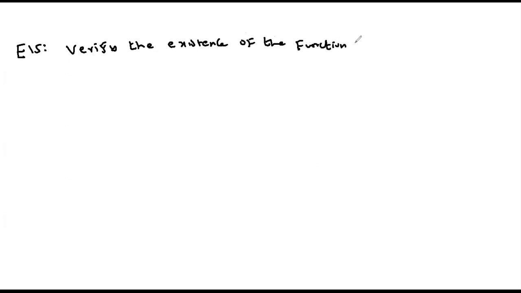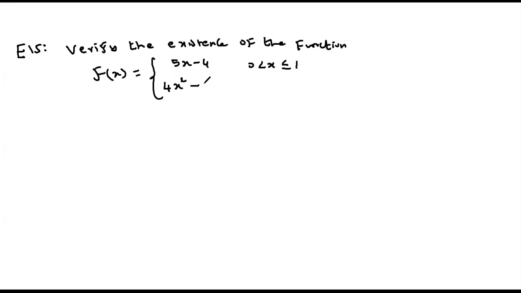Okay, is it clear? Next, example 15. This is how we will find them; it won't be very tough for you. Example 15: Verify the existence of the function f of x given by 5x minus 4 if 0 less than x less than or equal to 1.